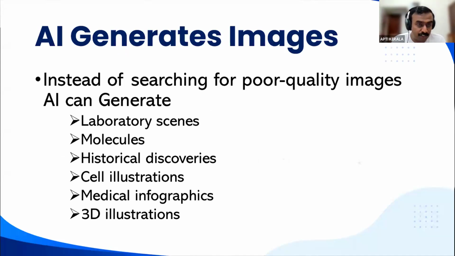One more important thing AI can do is generate images. There are massive advantages in the AI era to generate custom, high quality images. Instead of wasting hours searching Google Images and finding only low resolution graphics with ugly watermarks, now you can tell ChatGPT or Gemini to draw exactly what you want. You can instantly create hyper-specific laboratory scenes, actual molecular structures, historical discovery illustrations, beautiful cell graphics, medical infographics, or clean 3D models which perfectly match your presentation theme.